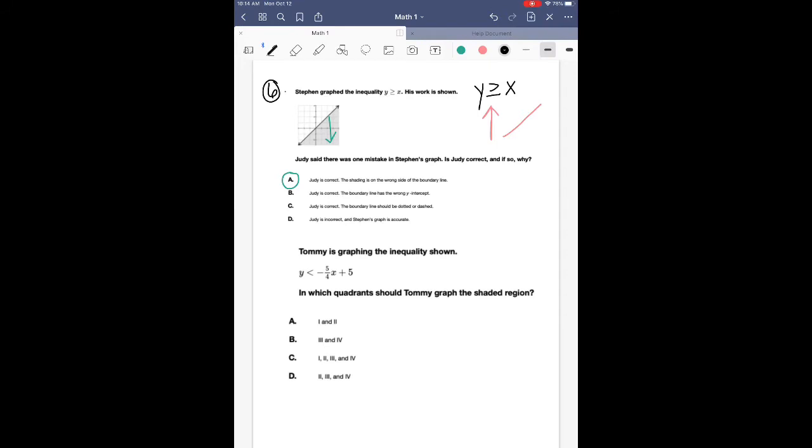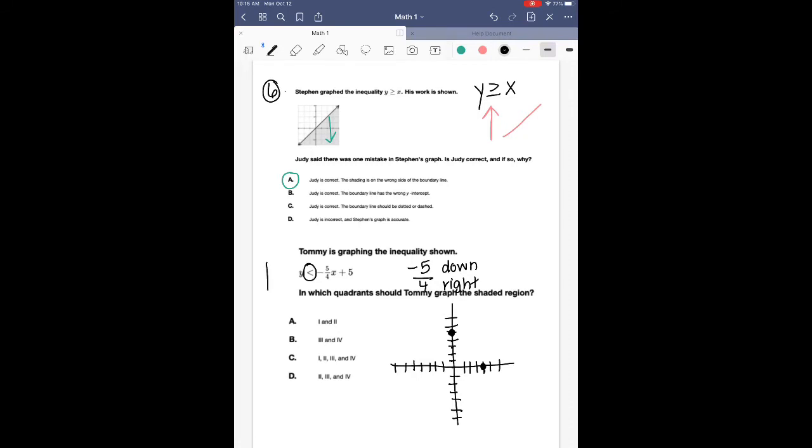All right, so then we have which quadrants should Tommy graph the shaded region? So in this particular problem, I would need to plot my values and then do some shading. No matter how big or how small my shading is, if there is shading in that quadrant, that means that it is a solution area. All right, so I'm going to start by plotting at +5. And my slope is telling me to go down 5 and right 4. All right, so I'm going to go down 5, 1, 2, 3, 4, 5, and right 4.